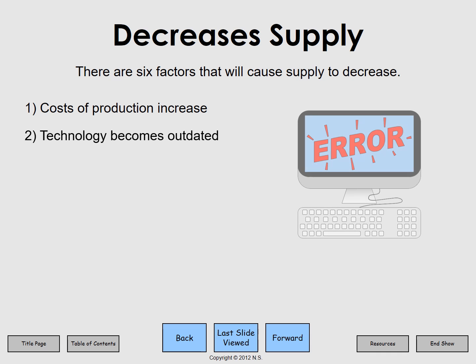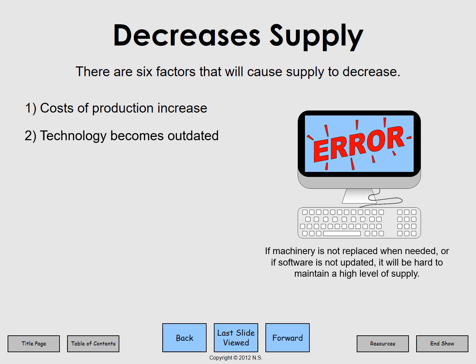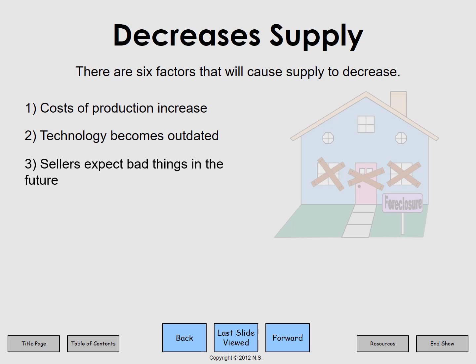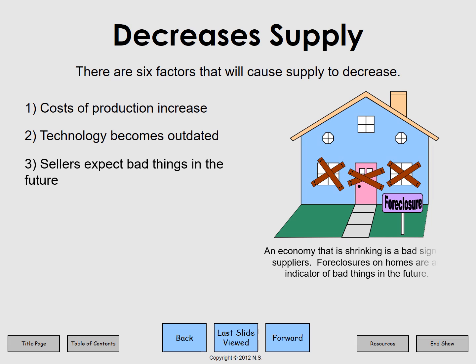Your technology becomes outdated. If your computer software is outdated, if all you have is a hand crank to mix your lemonade, and the guy up the street has a super turbocharged diesel engine power lemonade mixer, then he's going to be able to outmake you, make more stuff than you. So if your technology is outdated, you won't be able to keep up with other suppliers, and definitely that's bad for you.